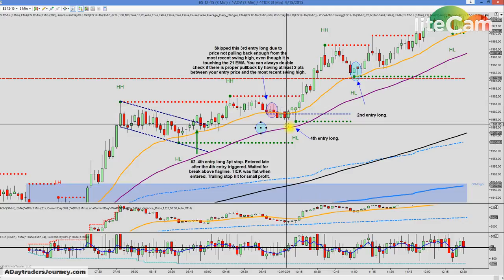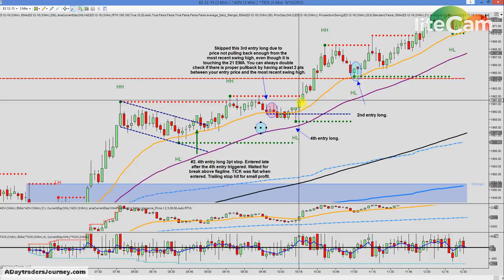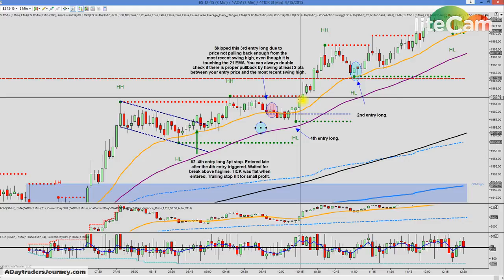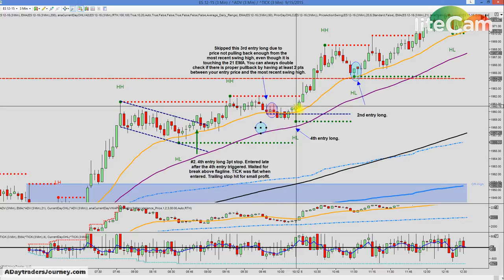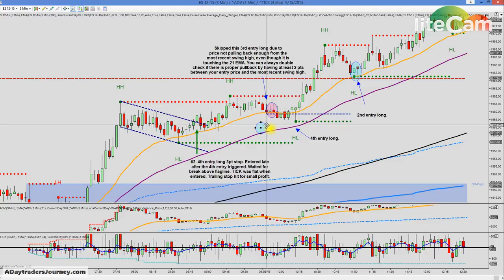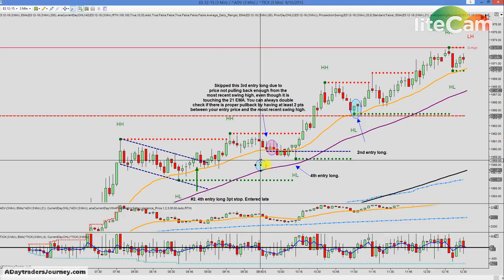With 2 points of stop, we want to go 4 points of profit. So we're risking 2 to make 4. So I like to have a 2 to 1 reward to risk ratio when I'm trading. So this would have been a valid trade. That's why I circled the blue here. And now another example of a trade here.